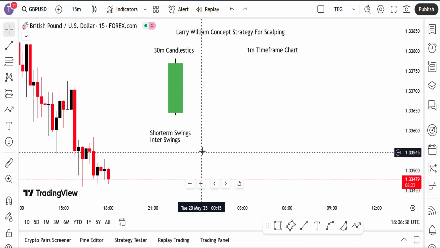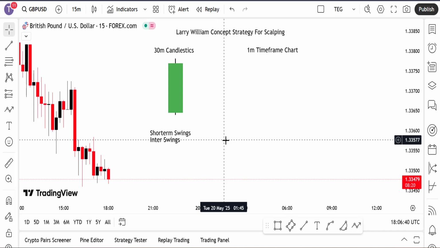In today's video, I'm going to show you one of the most profitable scalping strategies using the Larian concept. This strategy has been proven to be profitable because we capitalize on the intermittent swings, which you are going to get to know in this video. So how do we trade this strategy?